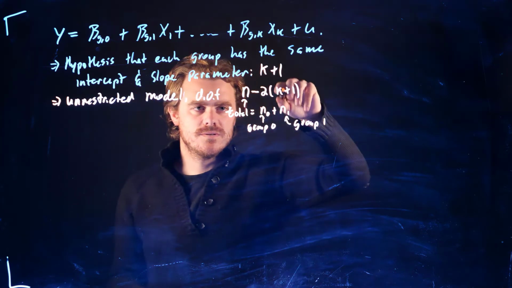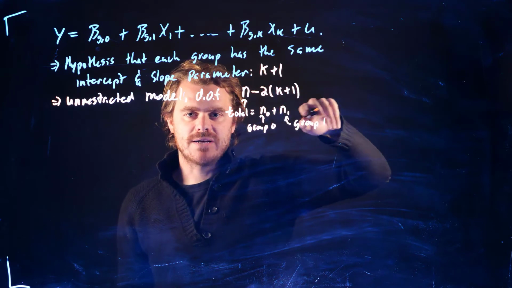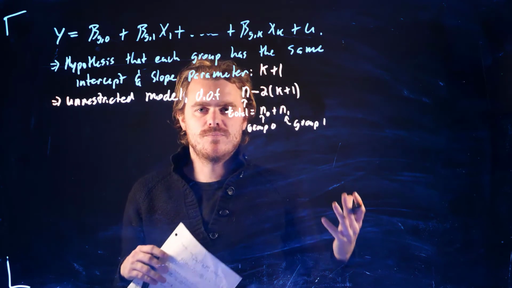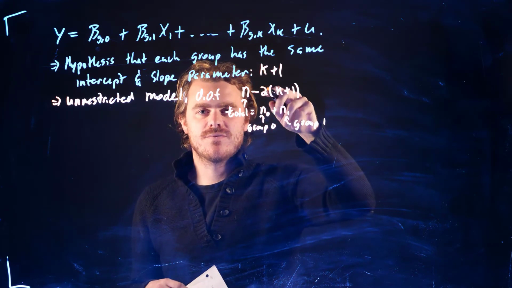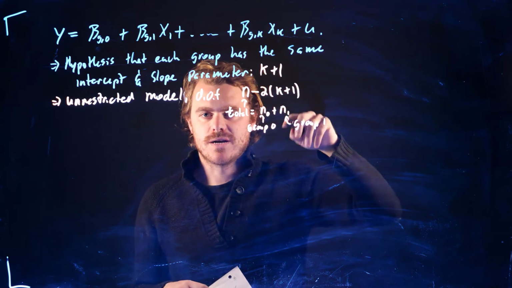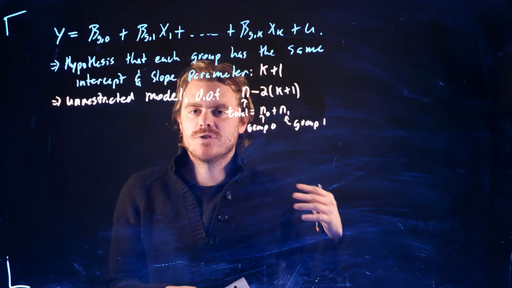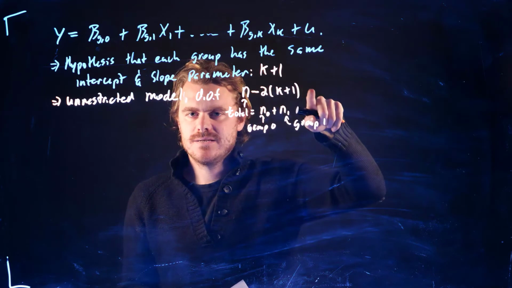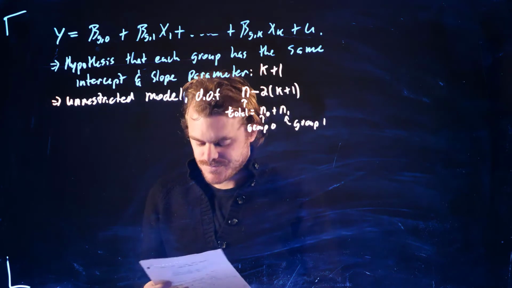So, we can start to think about expanding the number of groups and how that might affect the degrees of freedom and the number of restrictions. So just think about what happens if there's 3 groups. How do these two things change?